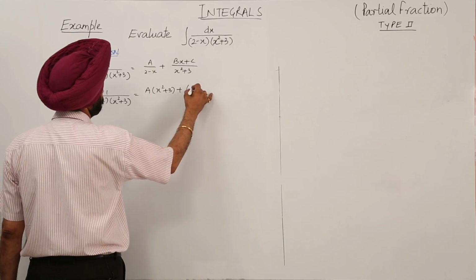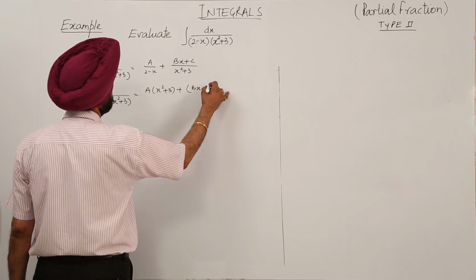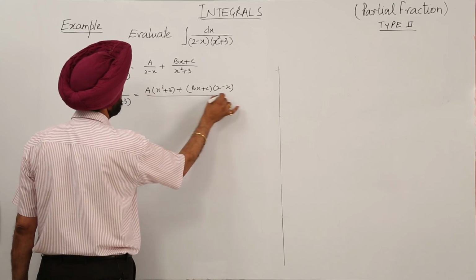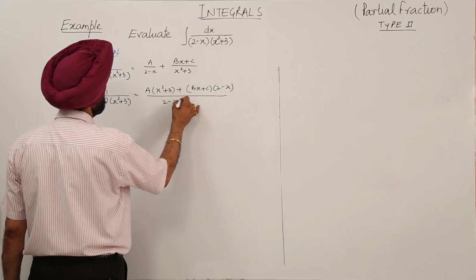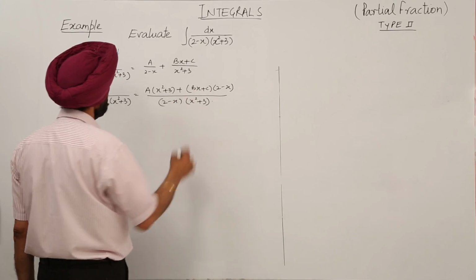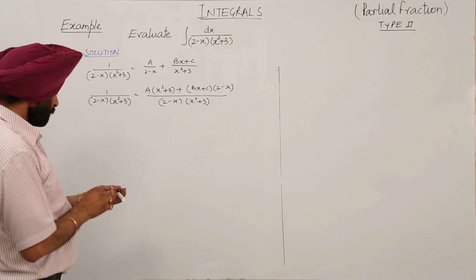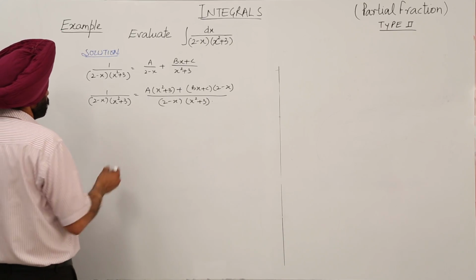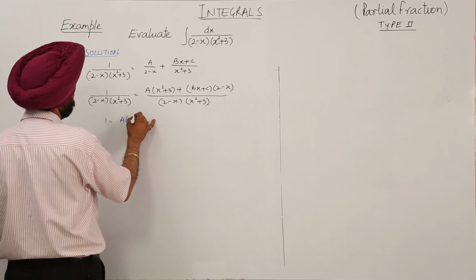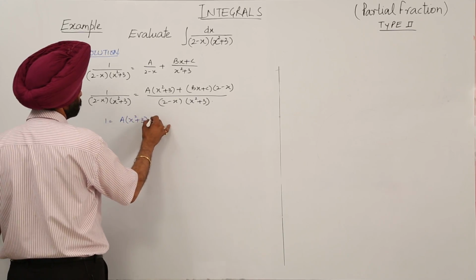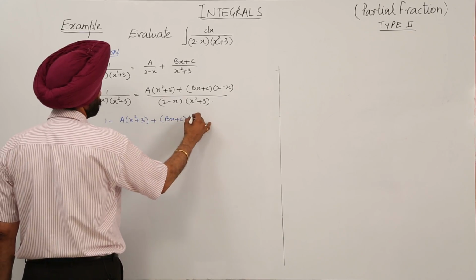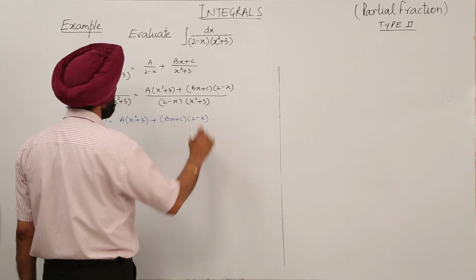plus (bx plus c) with (2 minus x) upon (2 minus x)(x square plus 3). Okay. Now what we are going to do, now we will be solving 1 is equal to a with (x square plus 3) plus (bx plus c) with (2 minus x).